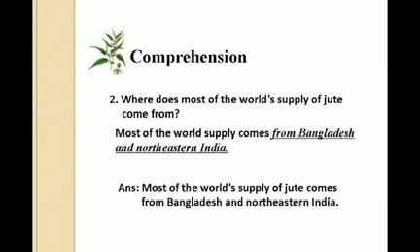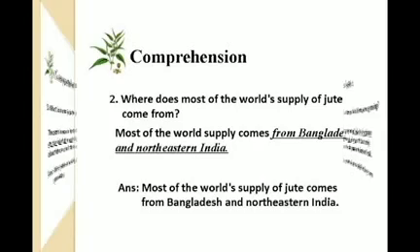Here is another question. Where does most of the world's supply of jute come from? You are asked to find out the place where jute comes from. Look at the sentence. Most of the world's supply comes from Bangladesh and northeastern India. This sentence tells you the answer. So, the answer is, most of the world's supply of jute comes from Bangladesh and northeastern India.